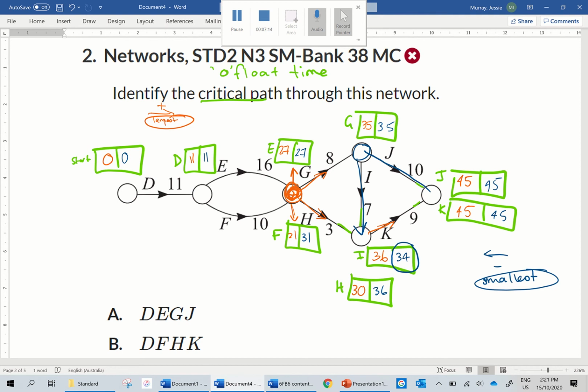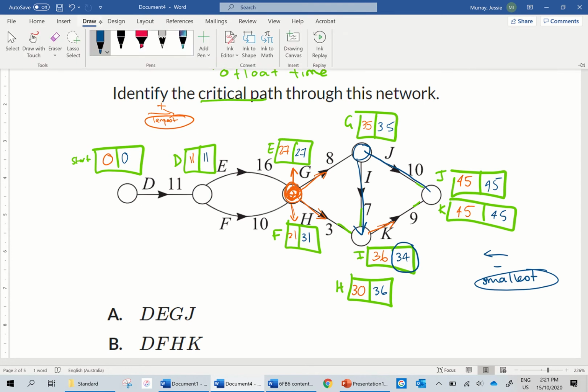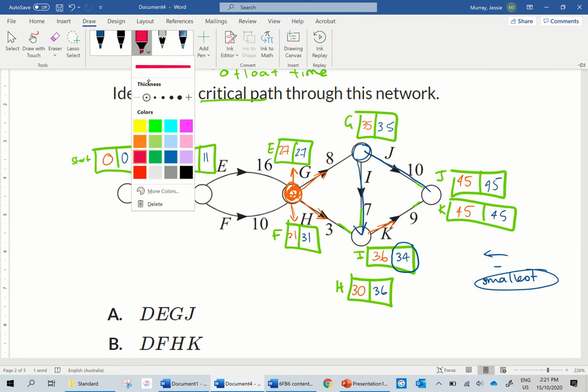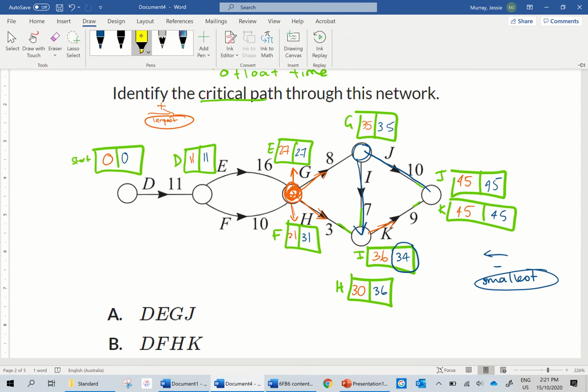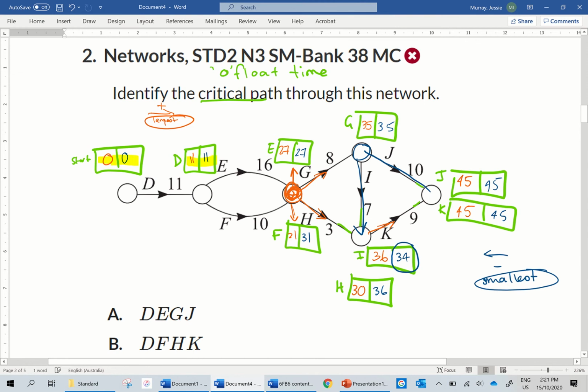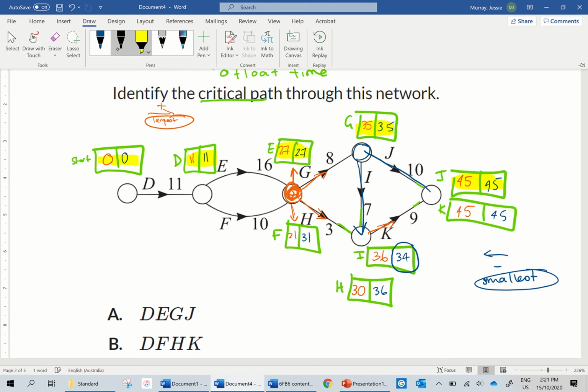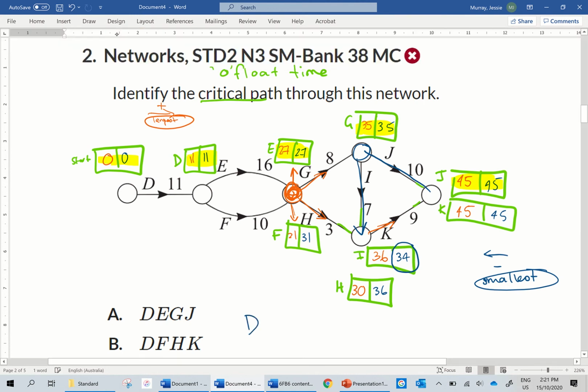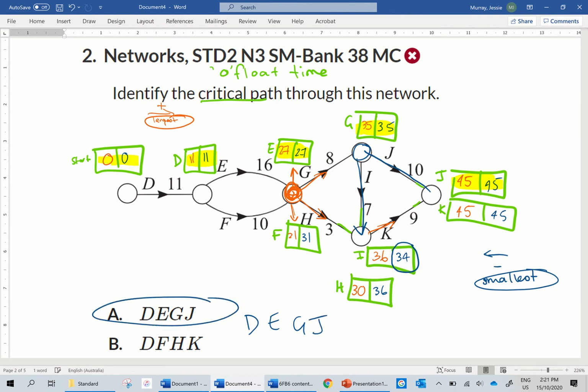Now, all we need to do is find the critical path. Remember, a critical path is where there is a 0 float time. So my 0 float time is looking at all of the rectangles. And now let's see what that is. So that is the path D, E, G, J, which is A. So there, oh, actually, hang on a second.